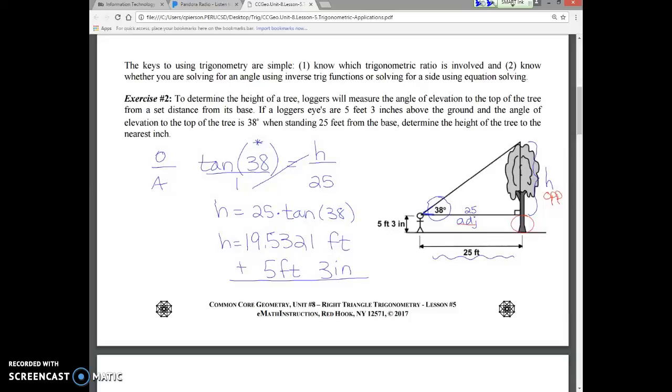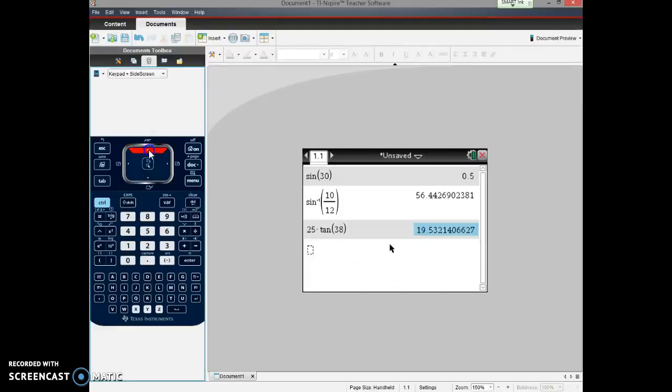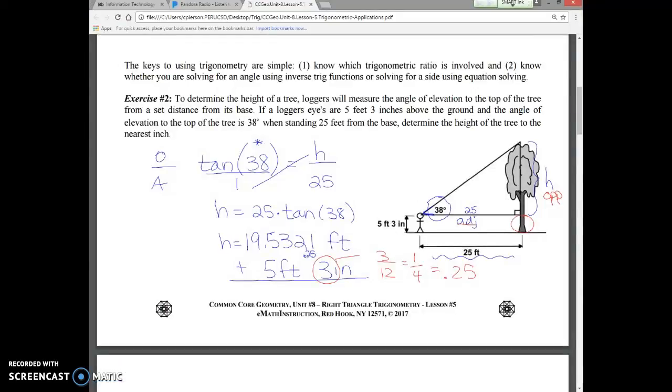When you add 5 feet, 3 inches, first of all, 3 inches is really 3 out of 12, which is really 1/4, which is really 0.25. So we can add this plus 5.25. Again, please make sure you don't round. Go up, copy that, and add 5.25, and you end up with 24.7821. And it says round to the nearest inch.